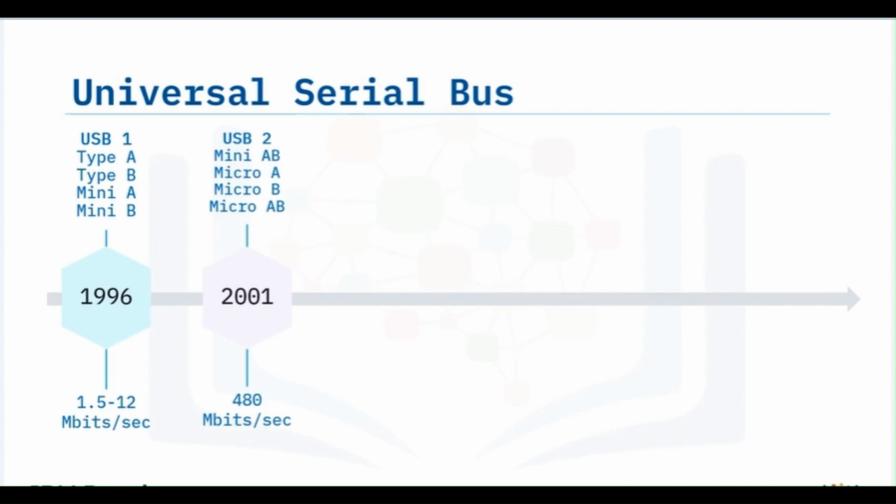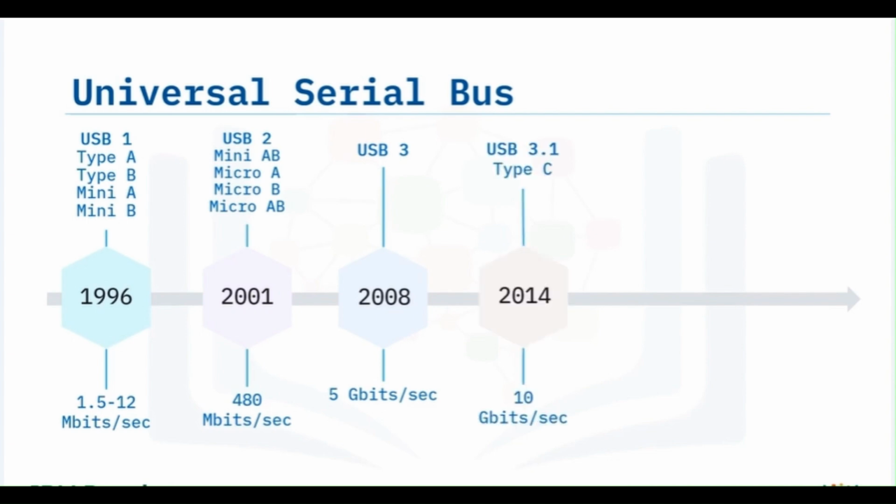USB 2 was launched in 2001 to increase data transfer speeds up to 480 megabits per second. It also added support for the Mini AB connector and introduced the Micro A, Micro B, and Micro AB connectors. The USB 3 series of updates saw speeds increase to 5 gigabits per second, with USB 3.0 in 2008. The Type-C connector was launched with USB 3.1 in 2014 with speeds of 10 gigabits per second. It was made backward compatible with all versions of USB up to USB 2.